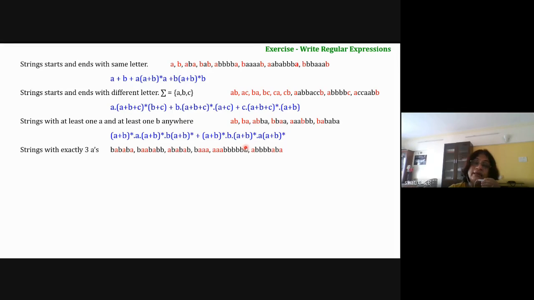Strings with exactly three A's, and these can be anything. So the minimum length string is AAA. Strings that have exactly three A's. So write it down.